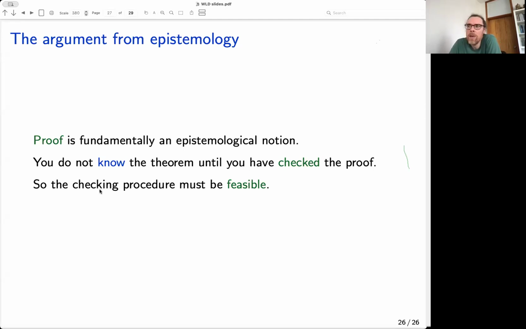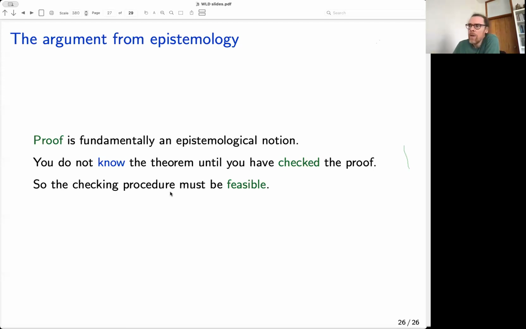Okay, so these are different notions. I take this premise, you don't know the theorem until you've checked the proof. Let's grant that, but it doesn't follow from that there has to be an efficient proof checking procedure. All that follows is that in order for you to know this theorem, you have to actually be able to check this proof of it, or some proof of it.